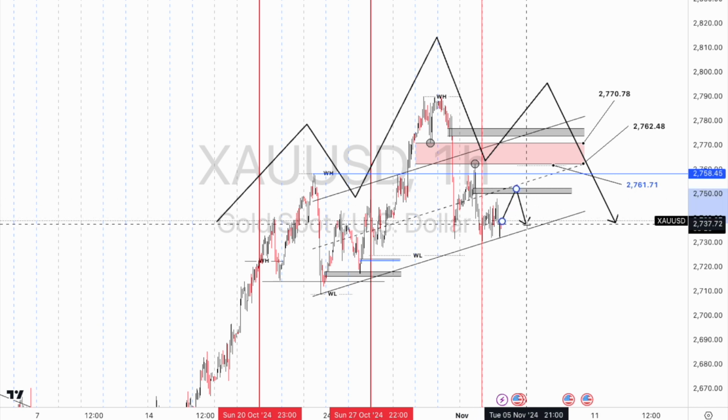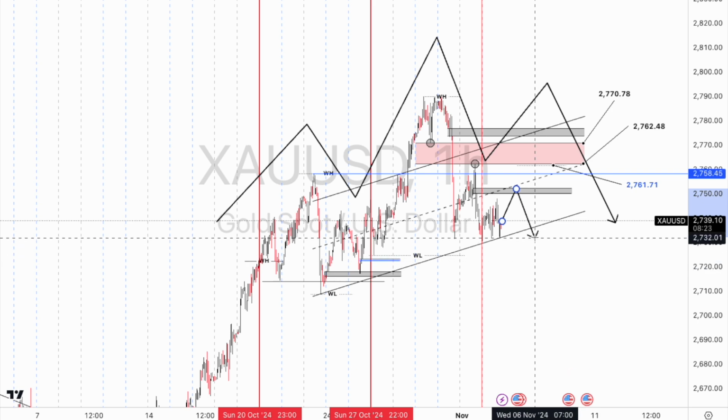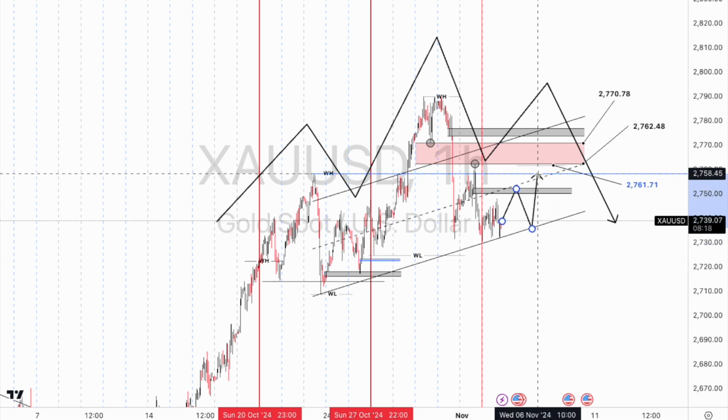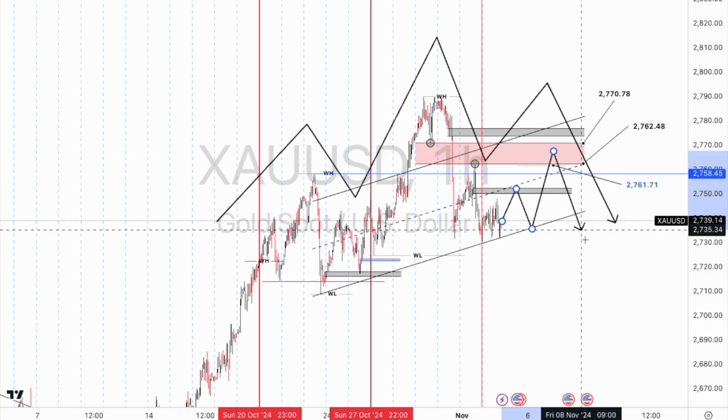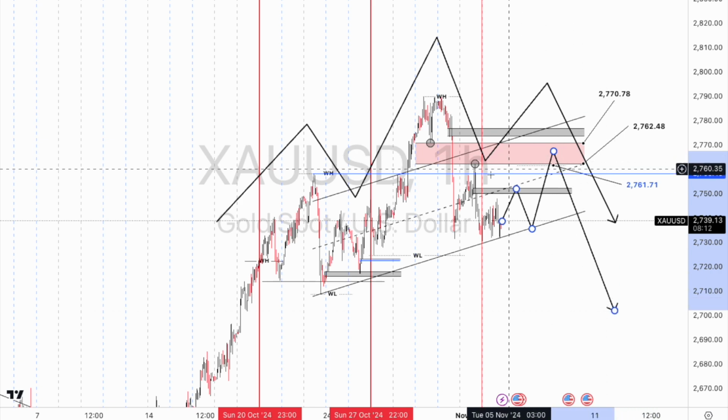So should price do something like this, this is where it is right now, it goes into this FVG zone, taps back down again, doesn't really break below anything, comes back to this zone, blasts through this level, which was the previous week's high, comes into the FVG, and then blasts down. That will give us our head and shoulders, right?